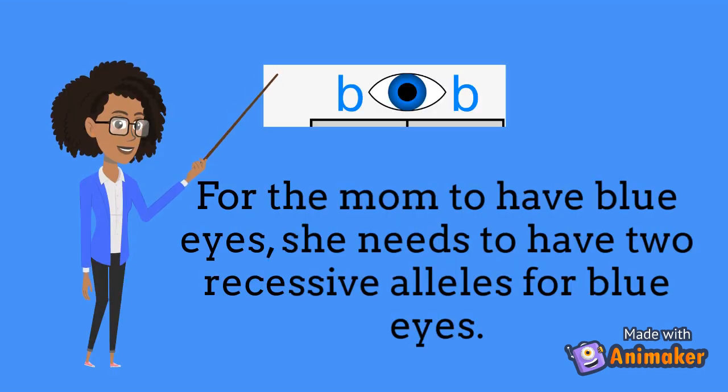One of the parents, let's say the mum, has blue eyes. Since she has blue eyes, she needs to have two recessive alleles. If she didn't, and she had one brown allele and one blue eye allele, she would have brown eyes instead, since brown eyes are dominant over blue eyes.